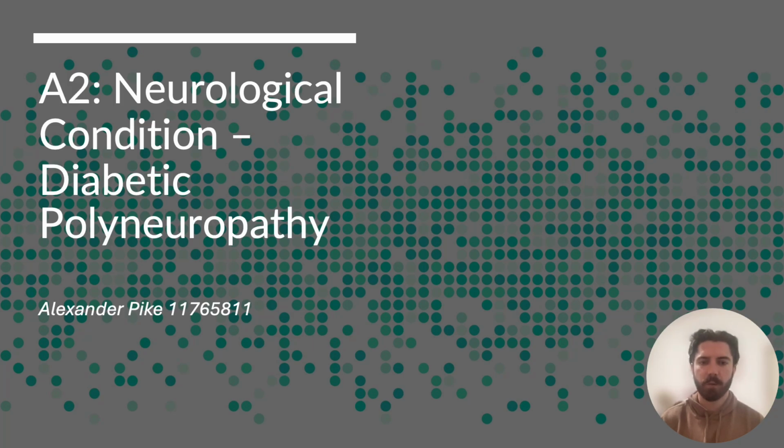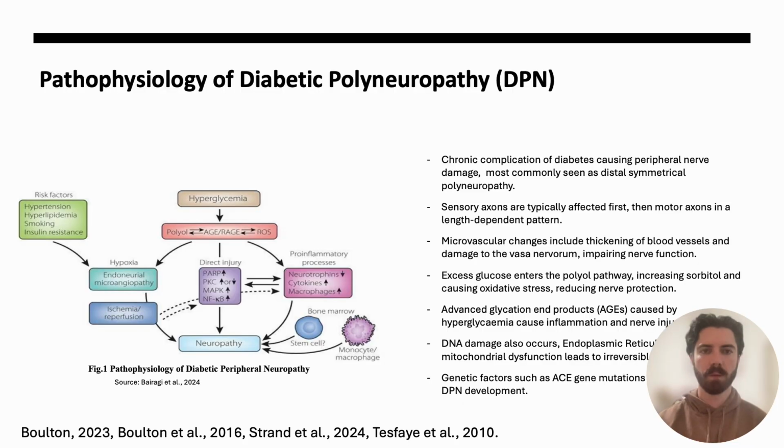Hello, this is Assessment 2, Neurological Condition on Diabetic Polyneuropathy. Diabetic polyneuropathy, or DPN, is a variety of nerve damage associated with diabetes.